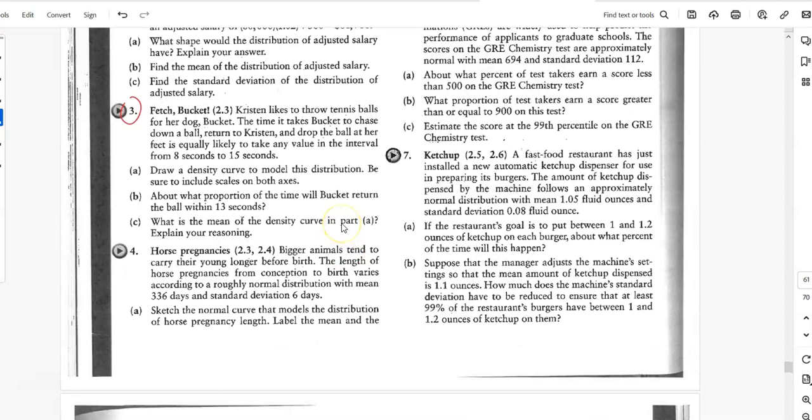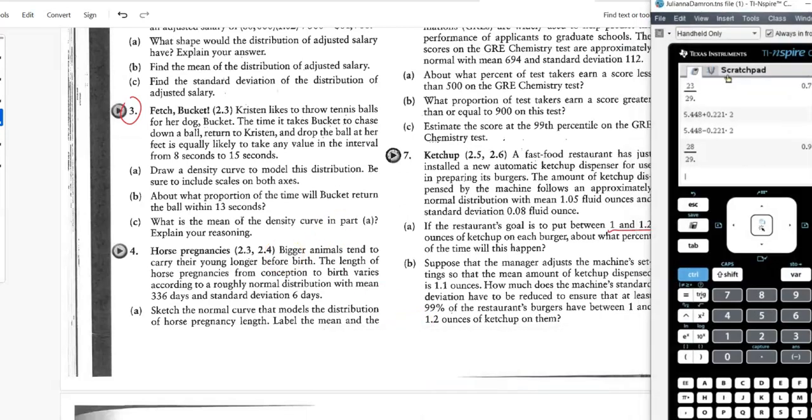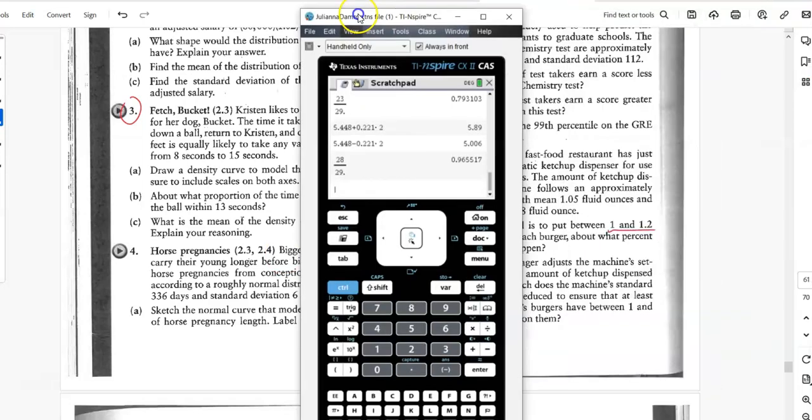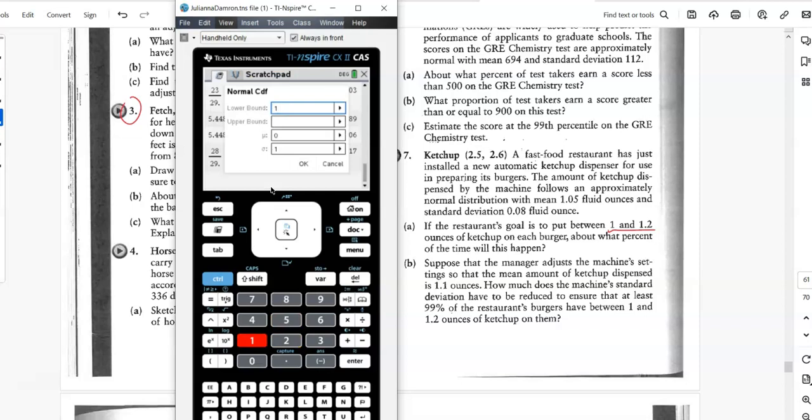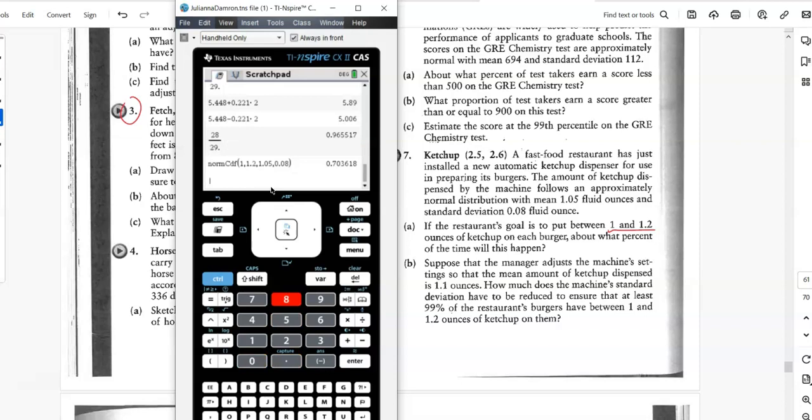Okay, a restaurant has just installed a new automatic dispenser. The amount of ketchup dispensed follows an approximately normal distribution. The goal is to put between 1 and 1.2 ounces of ketchup. About what percent of the time will this happen? So it's a great use of the commands we have, right? So we're going to go menu, 6.5, 2 is norm CDF. The lower bound is 1. The upper bound is 1.2. I'm sorry, the mean was 1.05. The standard deviation is 0.08.